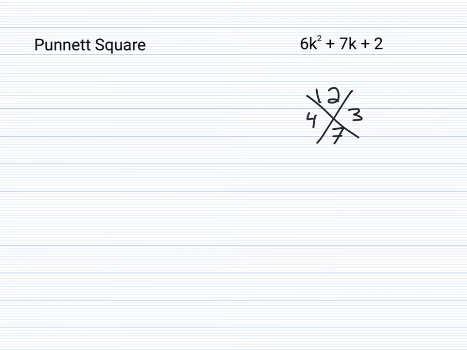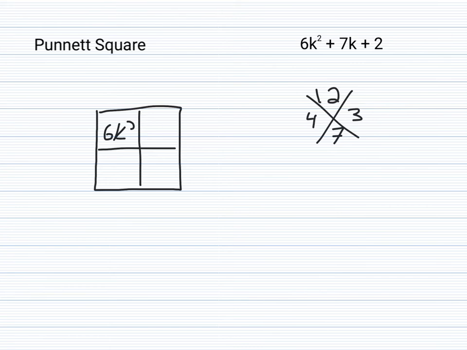And so I'm going to use a Punnett Square to keep this organized now. So I'm going to draw my Punnett Square here. And I'm going to take from my original problem the 6k squared and the 2 and put that in the top left and the bottom right. So I have a 6k squared here and a 2 down here. I now take the answers from the X puzzle, the 4 and the 3, and I put them in the remaining 2 boxes. The order does not matter here. 4 and a 3. And I've got to put the k on them just like I did when I was doing the other type of grouping.